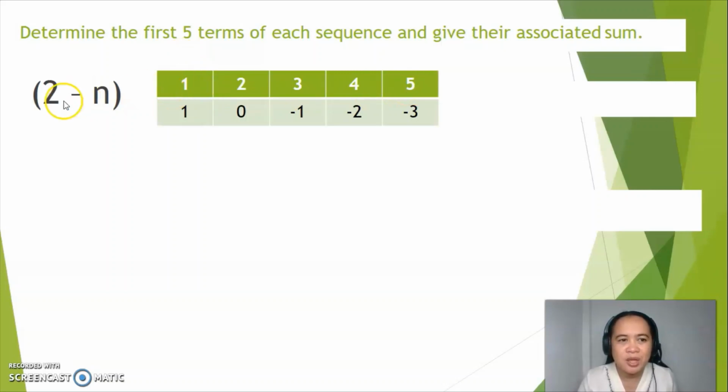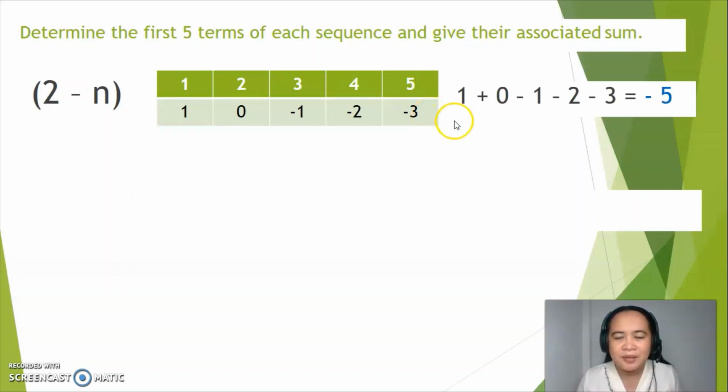So let's substitute. 2 minus 1, you'll get 1. 2 minus 2, you'll get 0. And 2 minus 3, you'll get negative 1. Until 2 minus 5, you'll get negative 3. With this, let's get its associated sum. That would be negative 5.